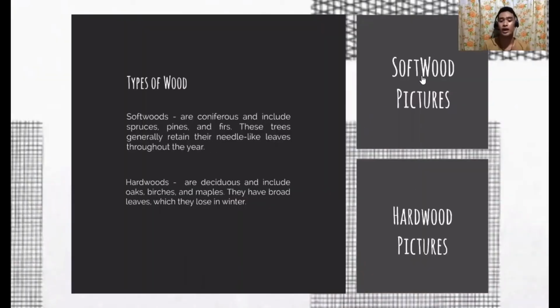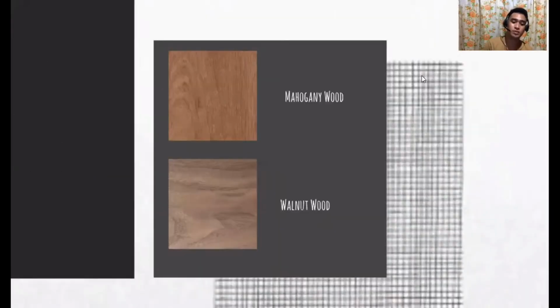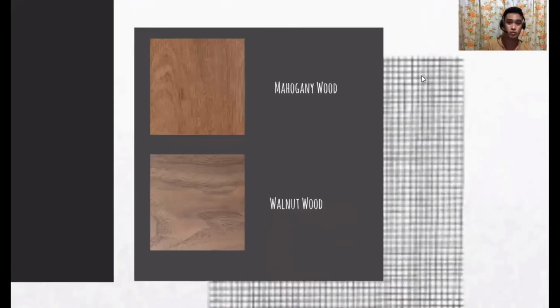So the next is the hardwoods. Hardwoods, however, are deciduous and include oaks, birches, and maples. They have broad leaves which they lose in winter. So for example, we have mahogany and walnut wood.